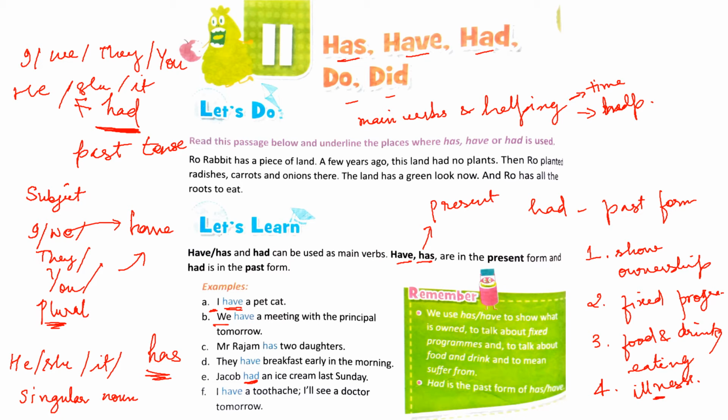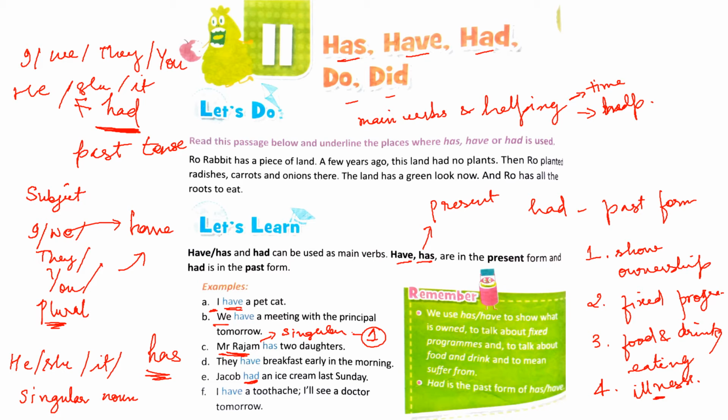Now here in the third one, Mr. Rajam has two daughters. Mr. Rajam here is a singular subject, right? Why? Mr. Rajam is one single person.